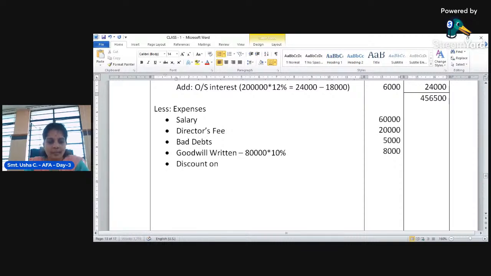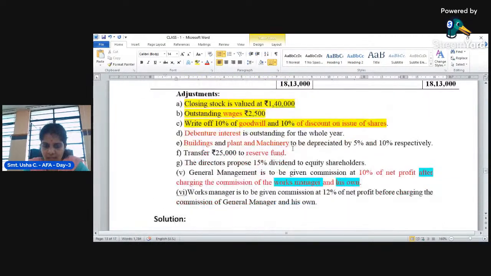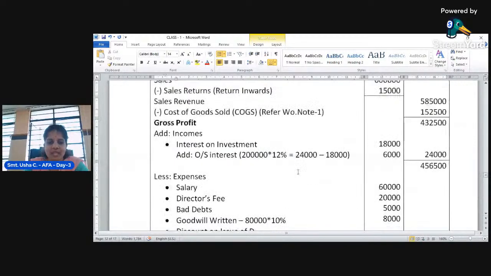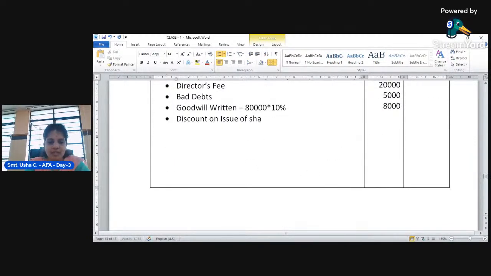Next, writing off of discount on issue of shares or debentures. Here it is discount on issue of shares. What is the amount of discount on issue of shares? 20,000, of which 10% is to be written off. Discount on issue of shares written off, 10% of this is 2,000.